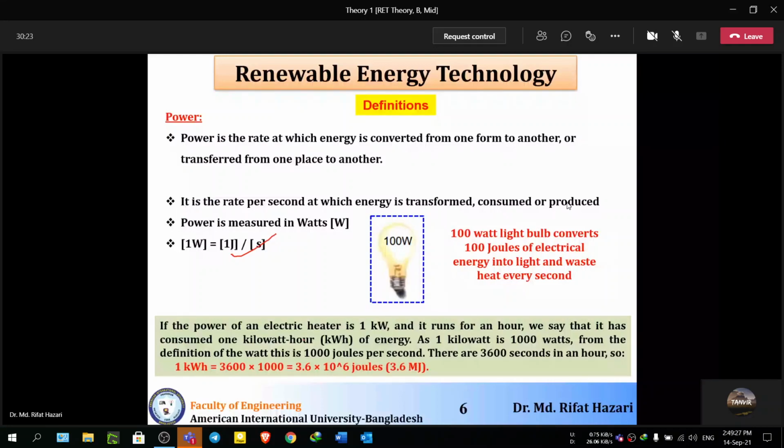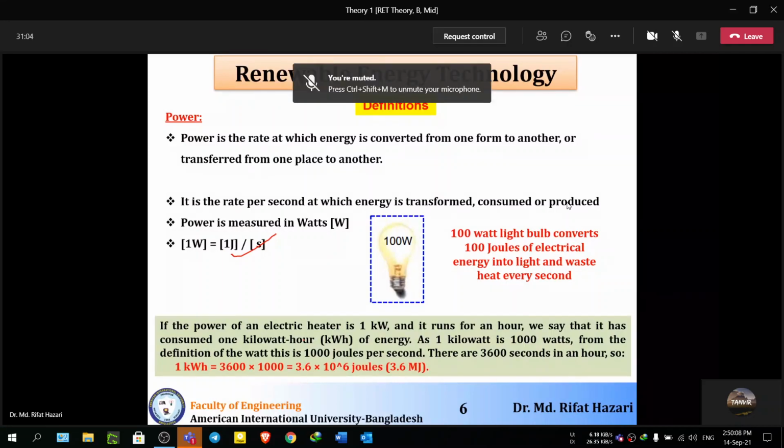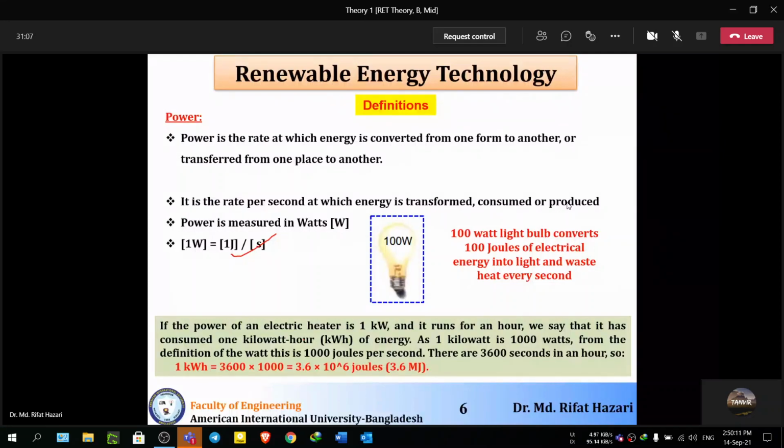Can you tell me the meaning of 100, maybe 200 watt of fan? What is the meaning of 200 watt of fan? Can anyone tell me? Student: Every second, 200 joules of electrical energy is needed to rotate it. Okay, exactly. So every second, it will convert 200 joules of electrical energy to mechanical energy, and it will also produce some heat. Every device works, but also produces heat. That's why you require some sort of cooling mechanism, maybe heat sinks, right?